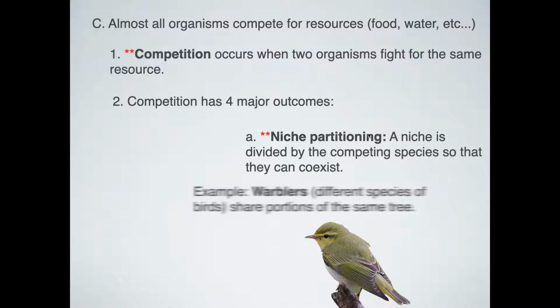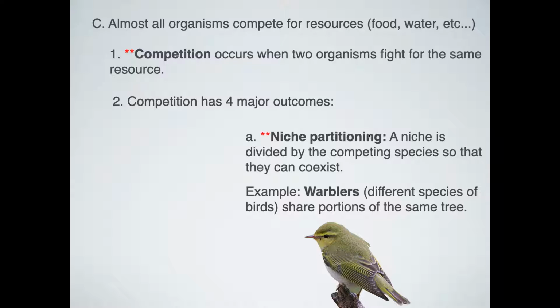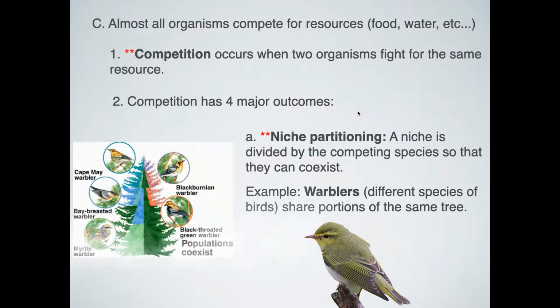And so warblers of different species can share portions of the same tree. And so instead of saying, hey, no, this is my tree, I mean, it's a pretty big tree. So you can have different species of warbler that are inhabiting different parts of the same tree. And they'll be totally fine partitioning this into an area for them and an area for some other species. And so that's kind of niche partitioning.